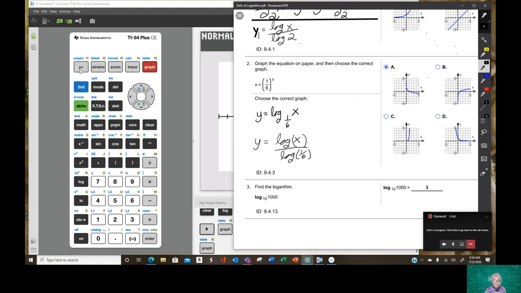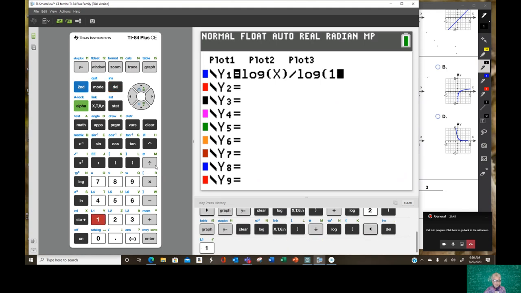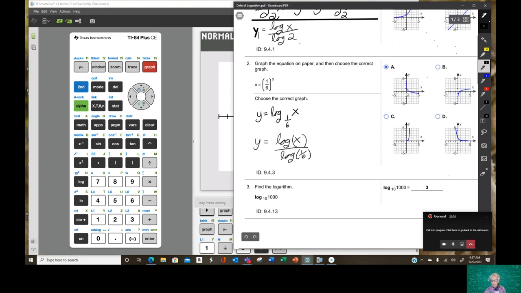Let's go over here and hit y equals again, and I'm going to clear this because we're done with it. Now I'm going to type log x divided by log left parenthesis, bad Barbara. I have to go back with the back arrow. Now notice the cursor is blinking on top of the left parenthesis. I need to delete it. Boom, it's gone. And now I can type 1 divided by 6 and close the parentheses, and then graph. Yep, looks exactly the same as the answer there.